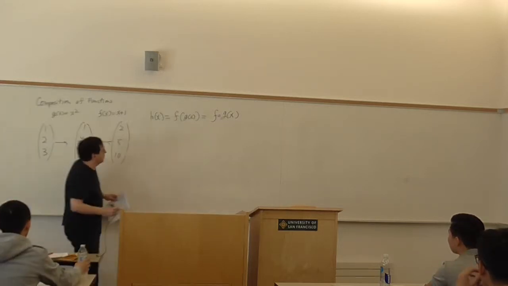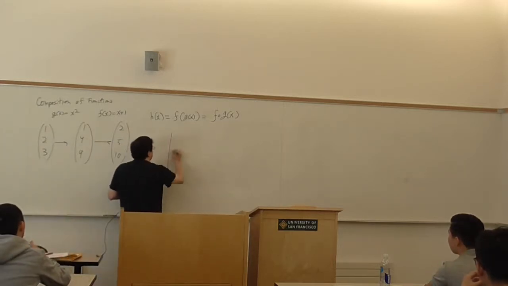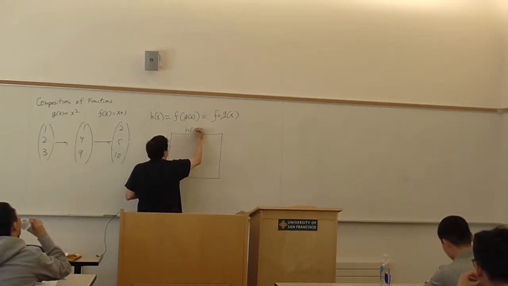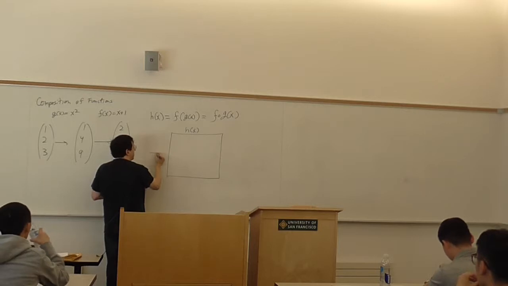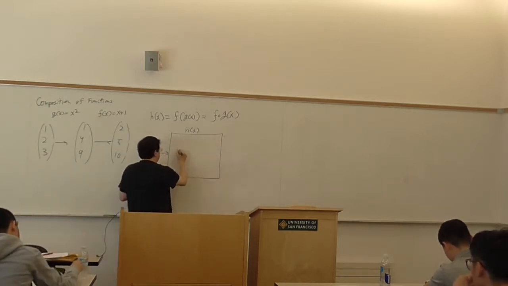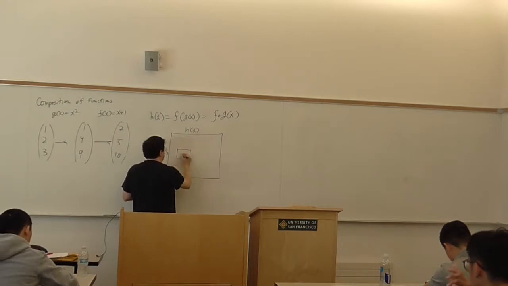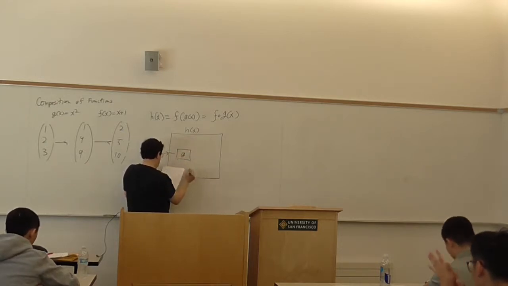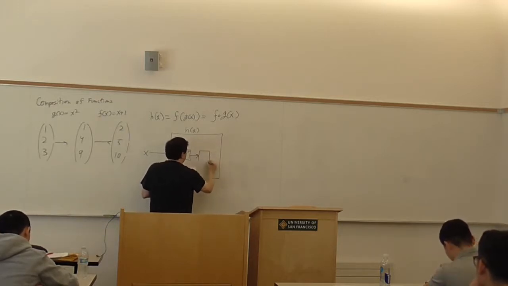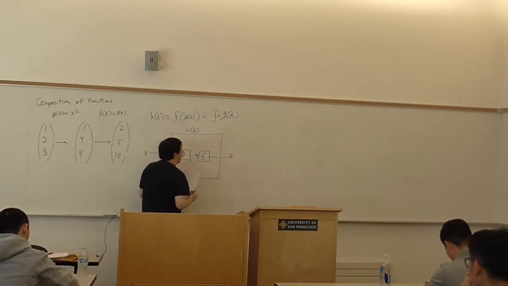So another way of thinking of this is I have some function, h of x, which is a machine that takes in an x. And first thing it does is it runs it through this function g, and then the output of g goes into f, and then that's what I get out.